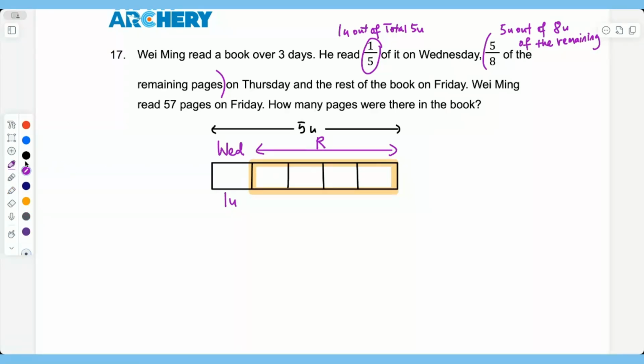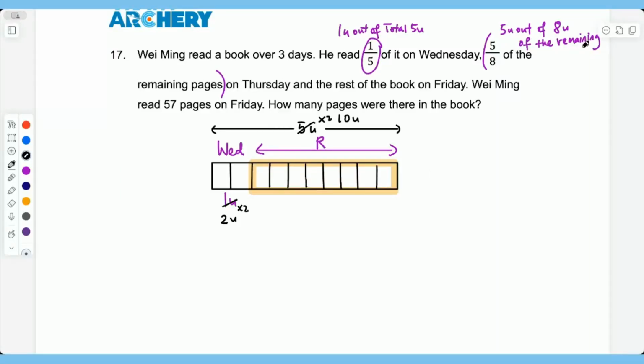Hence, I will slice each of this unit into 2 to make 8 units. And likewise, for this original 1 unit, I'll slice it into 2. Hence, the original 1 unit has become 2 units because I times 2. And the original 5 units, I will times 2 and that becomes 10 units. So the total now is 10 units.